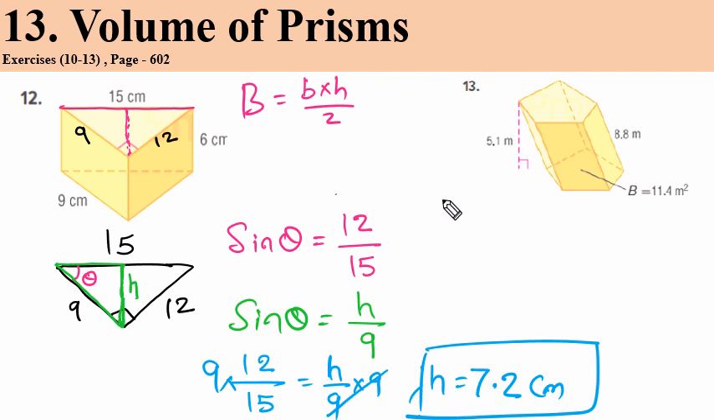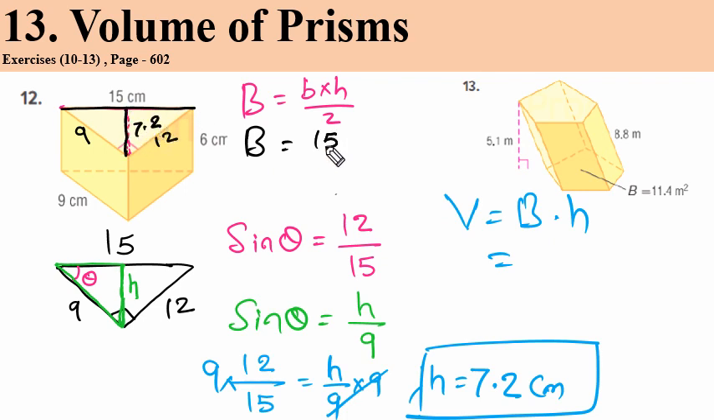Now the volume formula is very simple. Volume is equal to base multiplied by height. Now the base is how much? We need to find the base also from here. Now the base is, this is 15, this is 7.2. So 15 multiplied by 7.2 divided by 2 will give us 54 centimeter square.